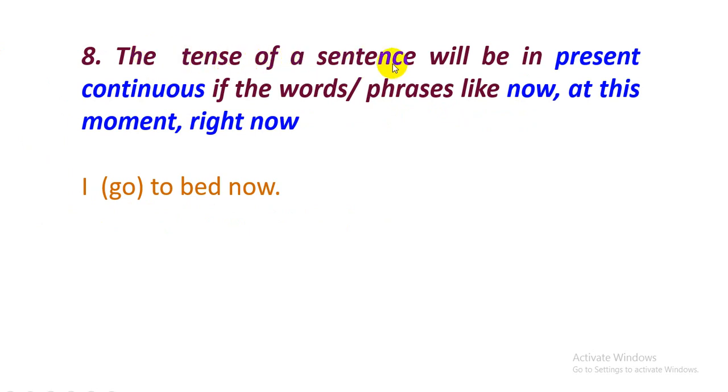The tense of a sentence will be present continuous if words or phrases like now, at this moment, right now are present. Example: I go to bed now. I am going to bed now.